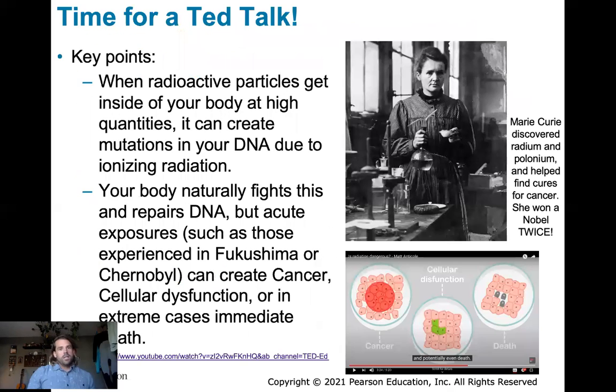exposure. And so I've gone over a lot of this stuff somewhat quickly, and I'm going to turn it over to a TED video now because they're so eloquently put together. The key points I want you to take away from this TED Talk is that when a radioactive particle gets inside of your body, it can create DNA damage due to ionizing radiation, and that your body naturally fights this, but acute exposures can create dysfunction.